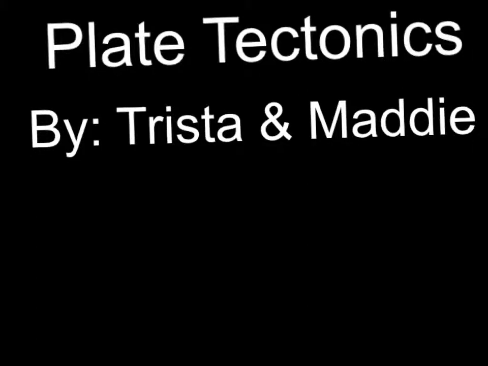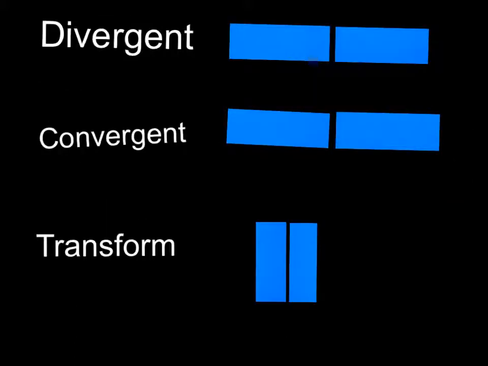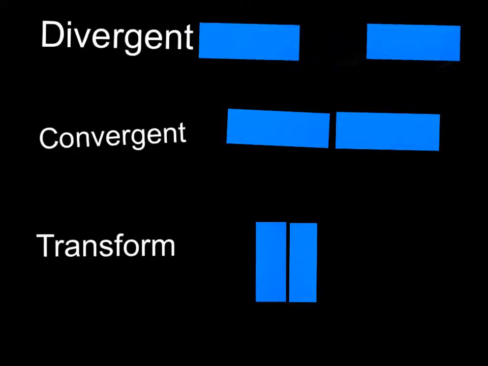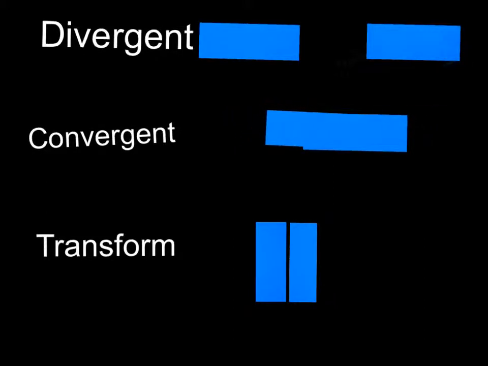Plate Tectonics by Trista and Maddie. Divergent, convergent, and transform boundaries. Divergent boundaries are two plates sliding away from one another. Convergent boundaries are two boundaries sliding toward one another. Transform boundaries are two plates sliding past one another.